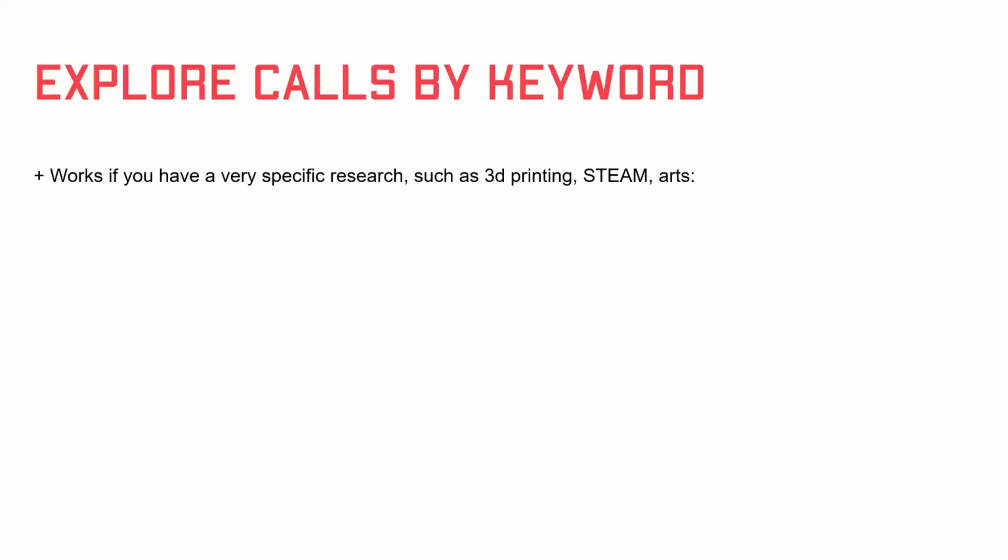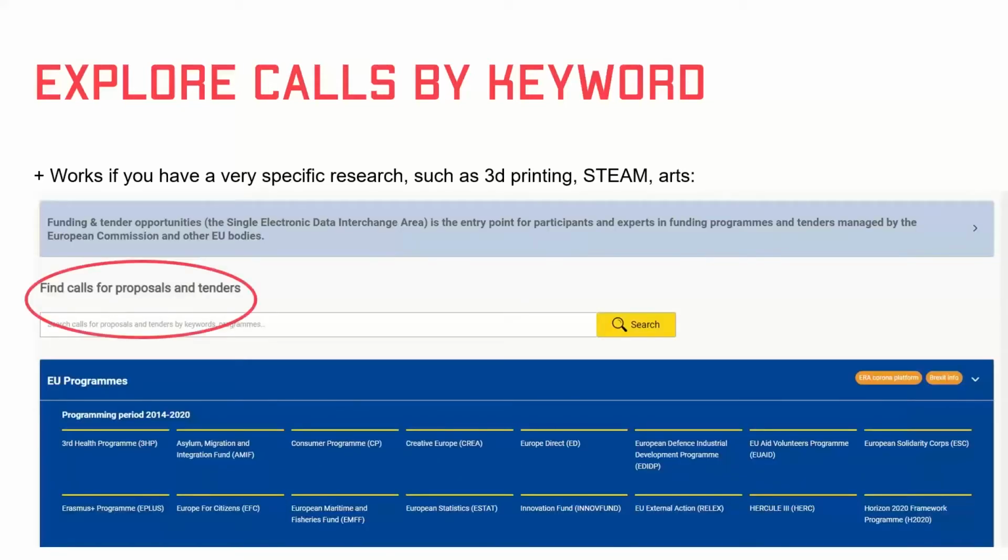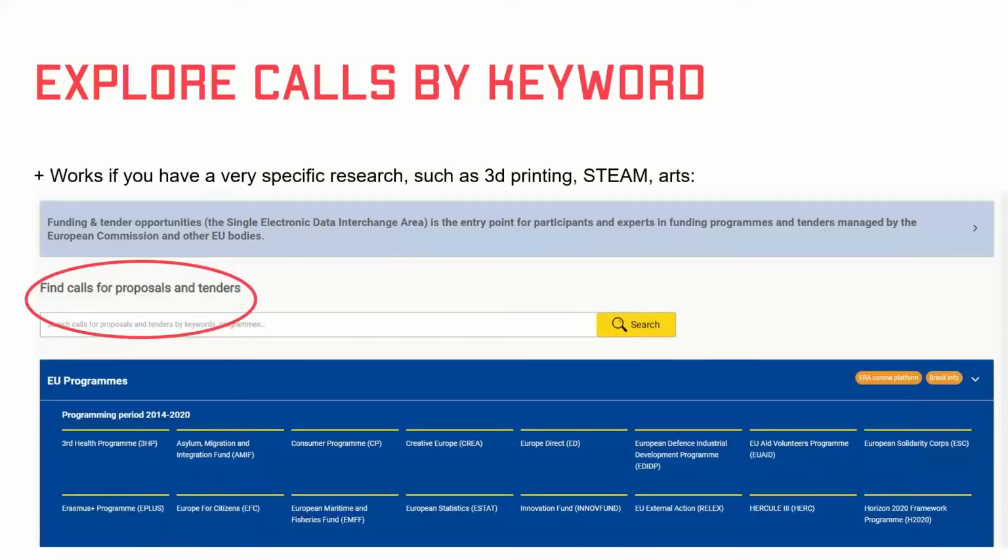I would advise you to explore calls by keywords. This is if you search for something very specific. For example, you are interested in seeing opportunities on 3D printing or STEAM or arts. You go here in the portal in Find Calls for Proposals and Tenders, and you will have all the results containing the words that you search, including the calls, but also the projects. So actually you will see some of the STARTS projects, because they have arts in their title.